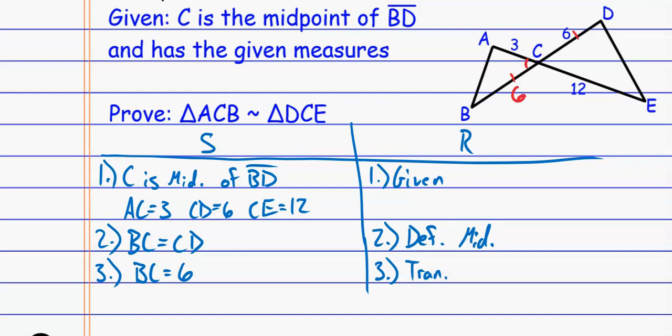The next thing I want to talk about is that these angles are congruent, so I could easily say that because they're vertical angles. So let's see. Angle ACB is congruent to angle DCE. And that's because they're vertical angles, and we all know that vertical angles are congruent.